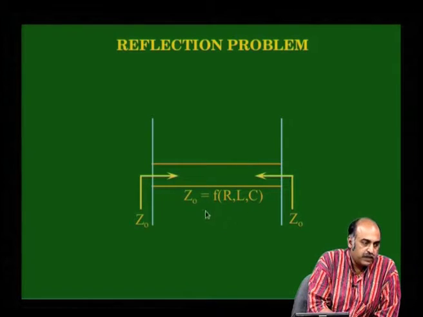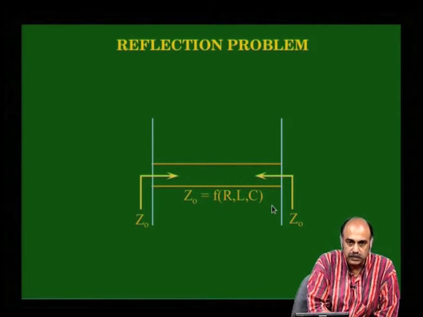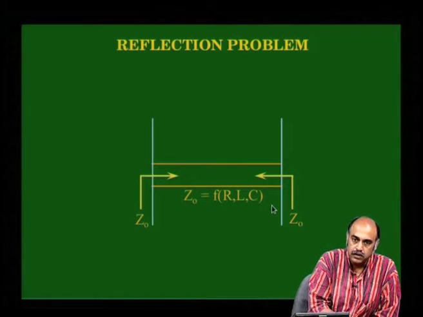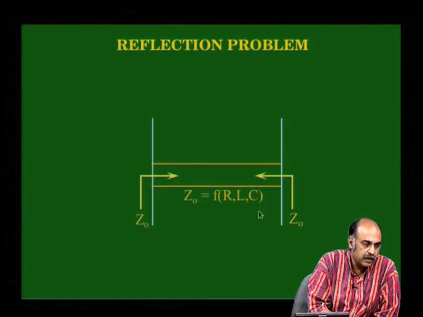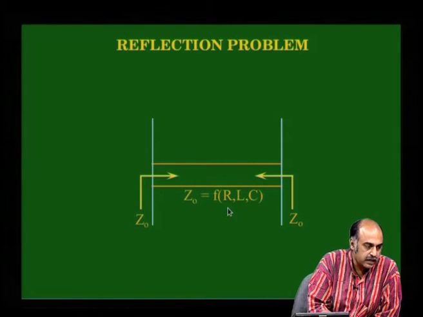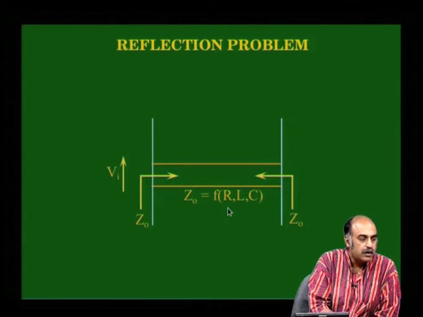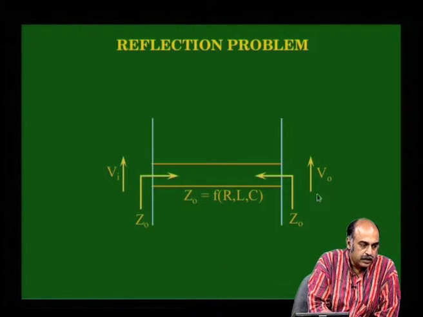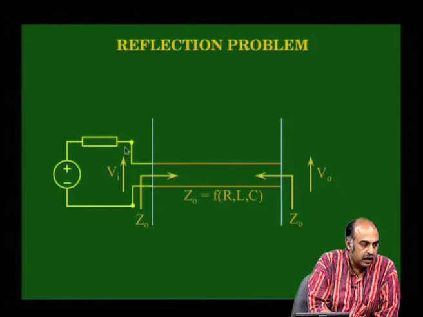Now, Z0 is a function of R, L and C's that we have seen before when we had been discussing the parasitics R, L and C. And on the source side, we will call the voltage here Vi, and on the load side, let us call it as a voltage V naught.